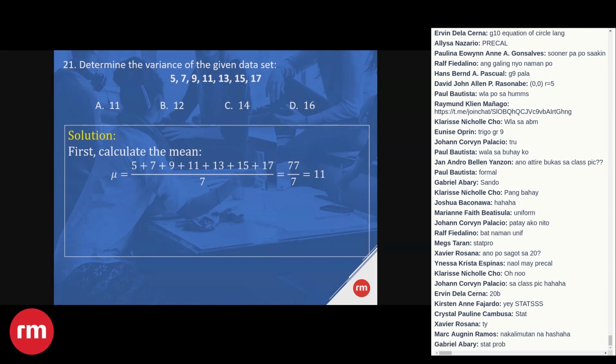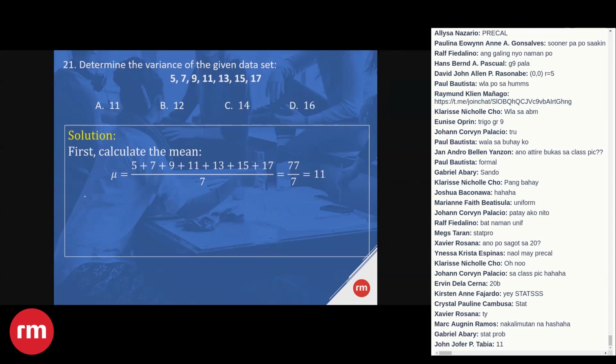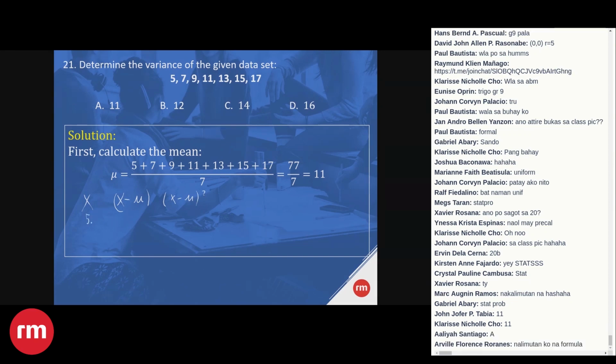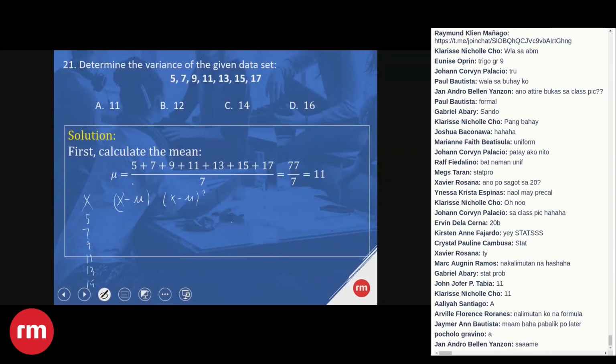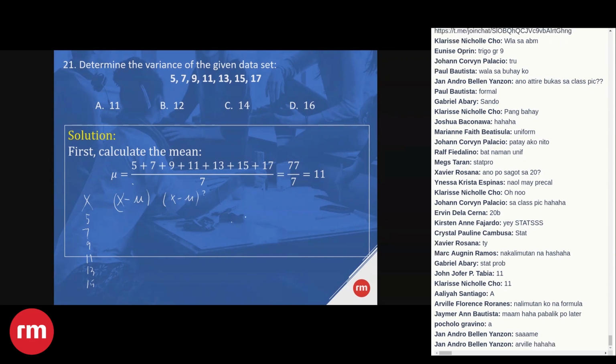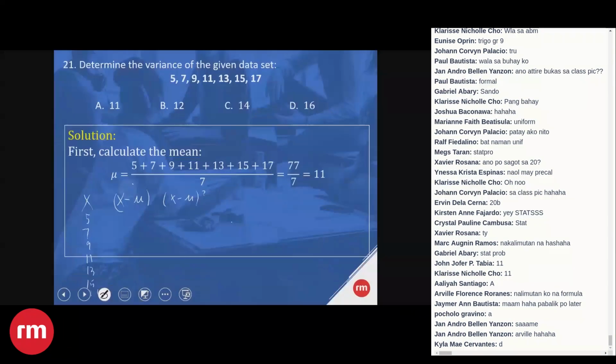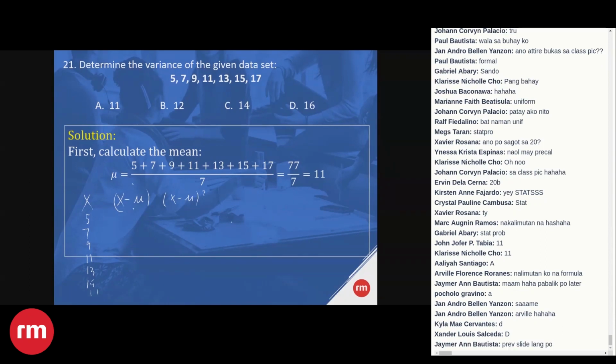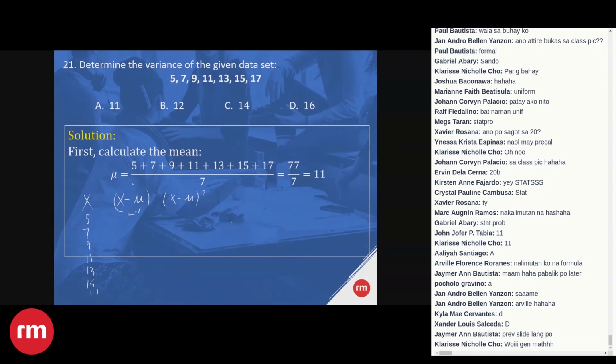Tama no? Madali lang naman to. 11, that's your mean. Pagdating sa variance class, kung maalala nyo, gumagawa kayo ng table dati. Meron kayong x minus mu, tapos x minus mu squared. So, gawin din natin dito. So, 5, 7, 9, 11, 13, 15, 17. Then x minus mu, so just get the difference with the mean. So this is -6, -4, -2, 0, 2, 4. Lastly is 6. Tama? Then get the square, 36, 16, 4, 0, 4, 16, 36.